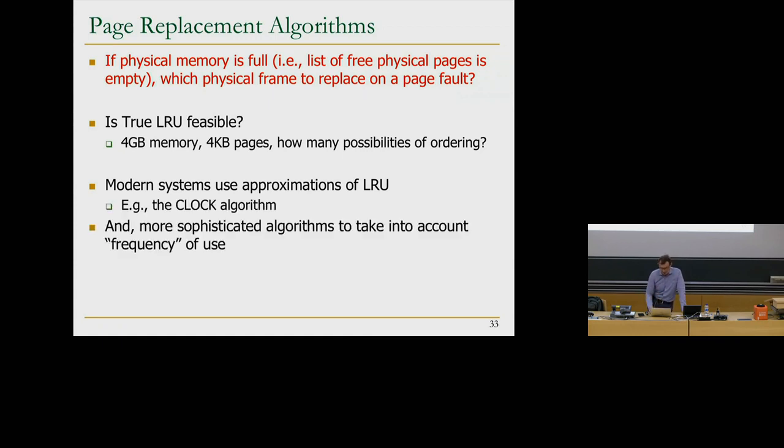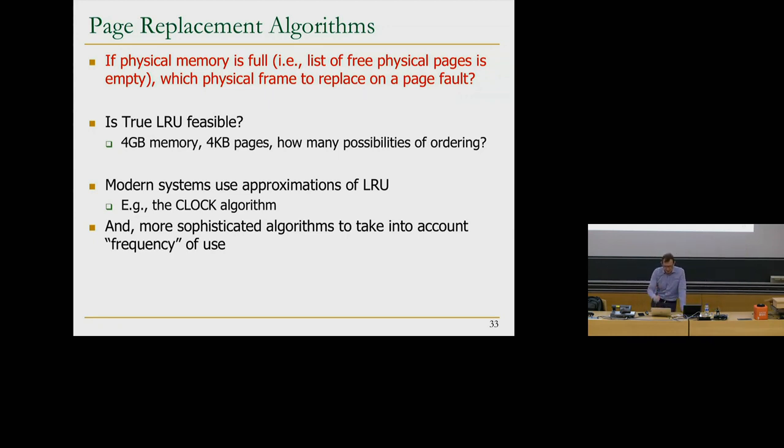It was developed a long time ago. And more sophisticated algorithms actually take into account not only recency of use, recency of access, but also frequency of access. How frequently are you accessing this particular page? And if you're accessing that frequently, you should not replace it. Usually they combine a metric of frequency and recency together. If you're accessing things frequently and also you've accessed them recently, keep them in physical memory, don't replace them. And other stuff that you haven't accessed frequently or recently, kick them out.